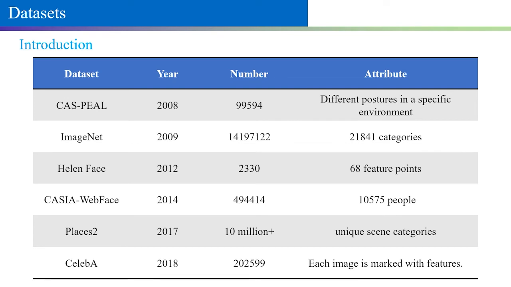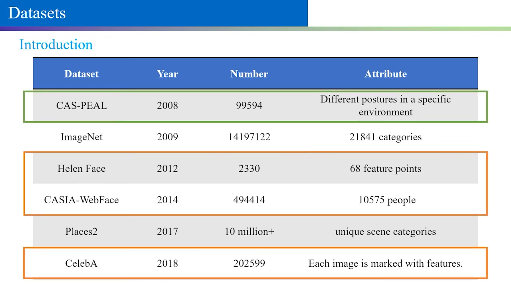The CASIA WebFace dataset contains 10,575 people. The Places2 dataset contains more than 10 million images and more than 400 unique scene categories. The CelebA dataset contains 10,177 celebrity identities, and each image is marked with features. Among the above datasets, there are 4 face datasets, and only one is a Chinese face dataset.